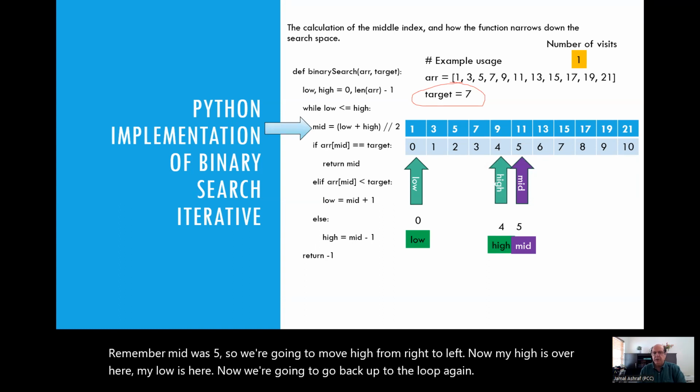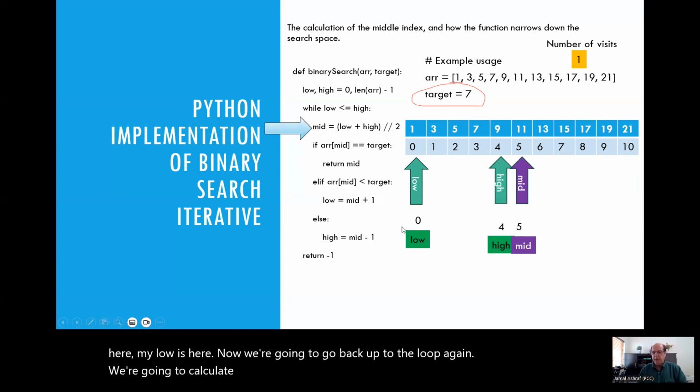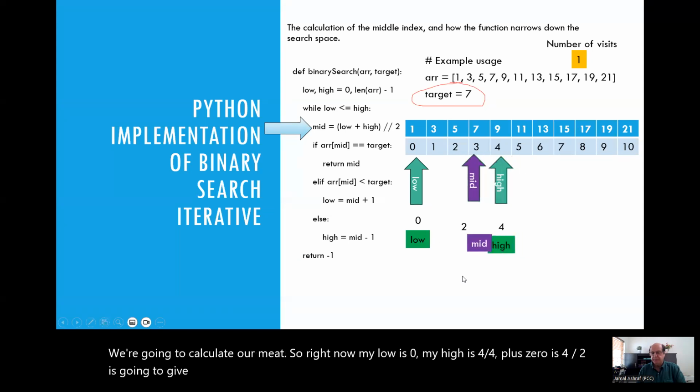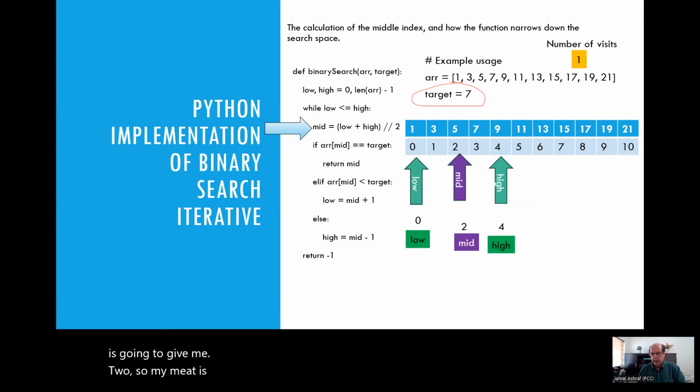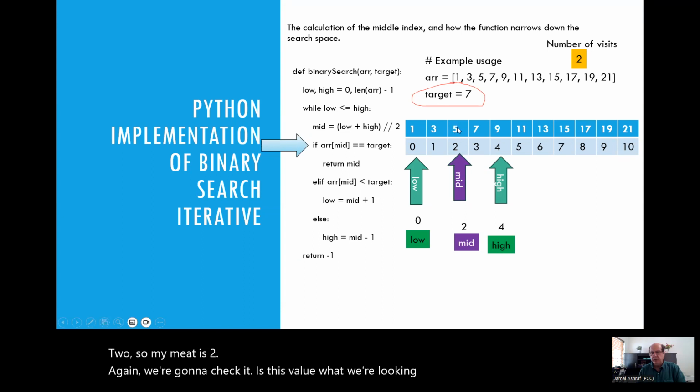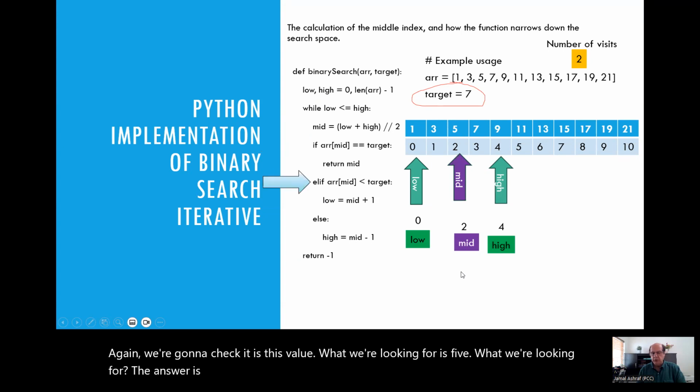We're going to calculate our mid. So right now my low is 0. My high is 4. 4 plus 0 is 4, divided by 2 is going to give me 2. So my mid is 2. Again, we're going to check it. Is this value what we're looking for? Is 5 what we're looking for? The answer is no. So we're going to go to the next one.